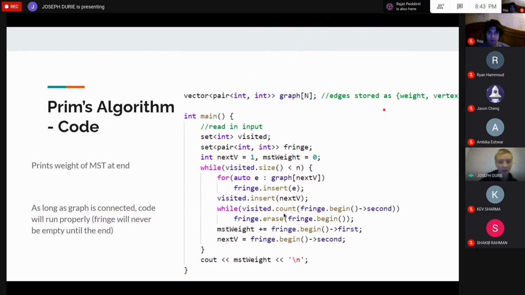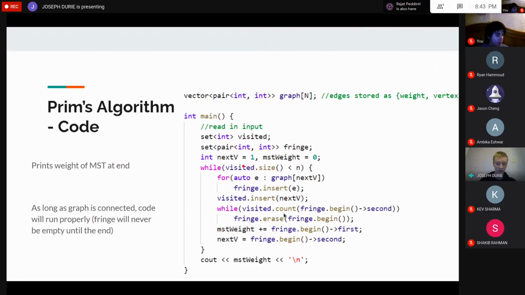And then what we're going to do is maintain this fringe. This fringe is basically storing the set of all the edges between the red vertices and the gray vertices. So what the pair specifically represents is, again, weight comma vertex, for every red to gray edge we have. So the way we're going to do this is maintain the next vertex we want to visit, and also the total minimum spanning tree weight.